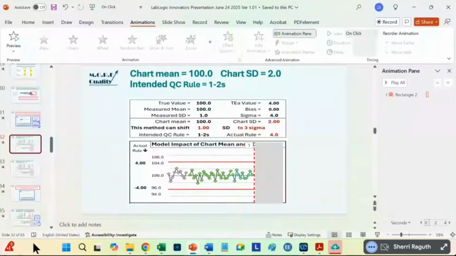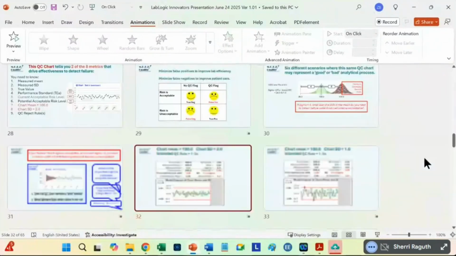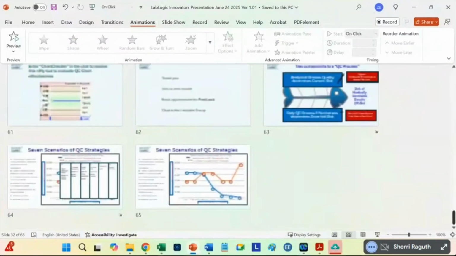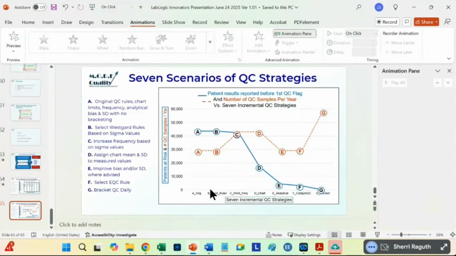So we should change both the mean as well as the SD? Yes, but don't go into this blindly, please. Work with us, because if the only thing you do is change the mean and SD on the QC chart, it will help. But you've also got to select the right rules, and sometimes you need to know when you need to improve the method.